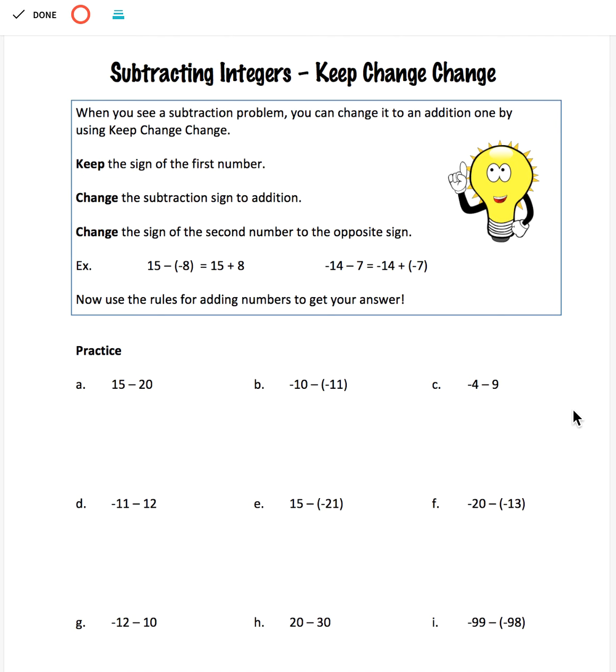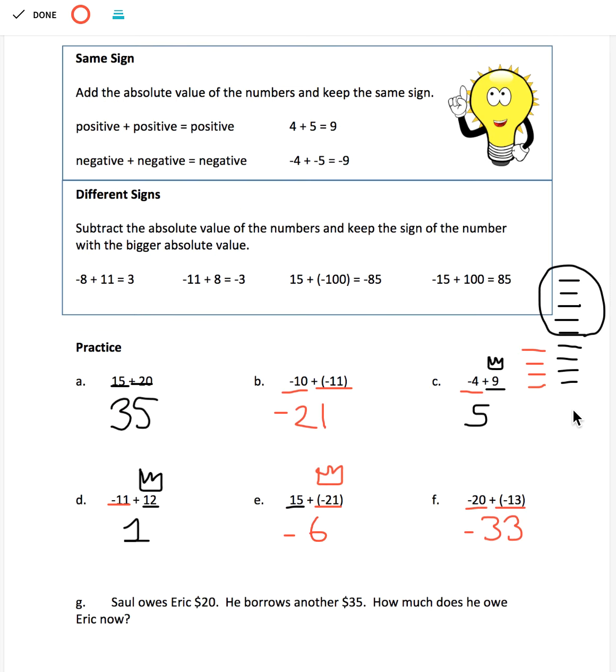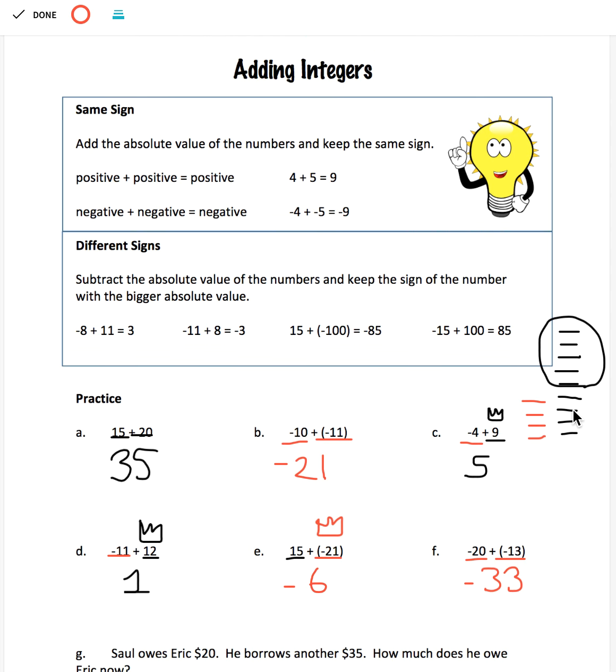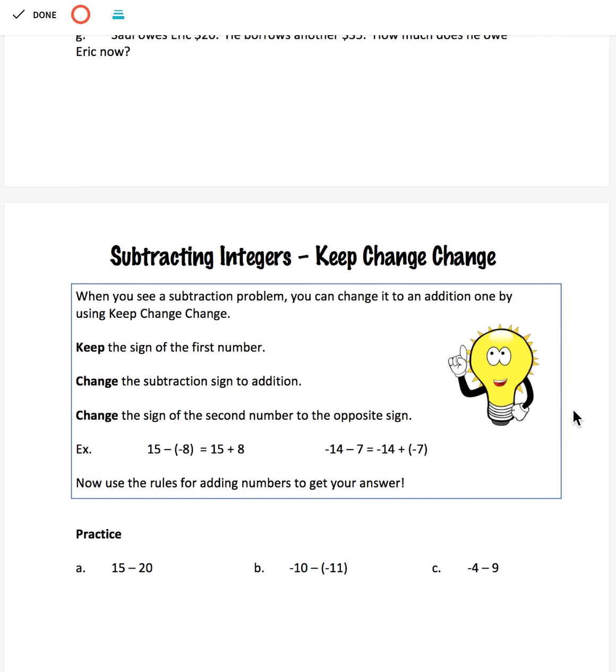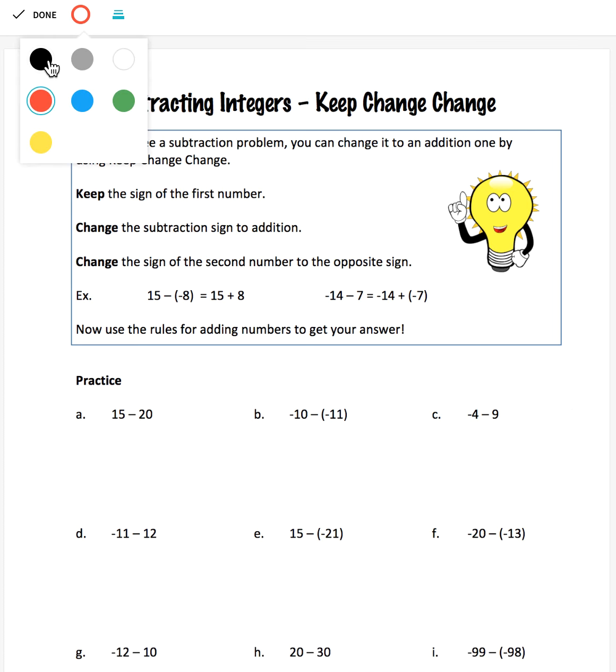For subtracting integers, you can change subtraction to an addition problem and then use the rules that we've just learned up here to get our answer. This is a little bit similar to when you're dividing fractions and you do keep, change, flip to change to multiplication. When you see a subtraction problem, you can change it to addition by using keep, change, change. Keep the sign of the first number, change the subtraction sign to addition, and change the sign of the second number to the opposite sign.